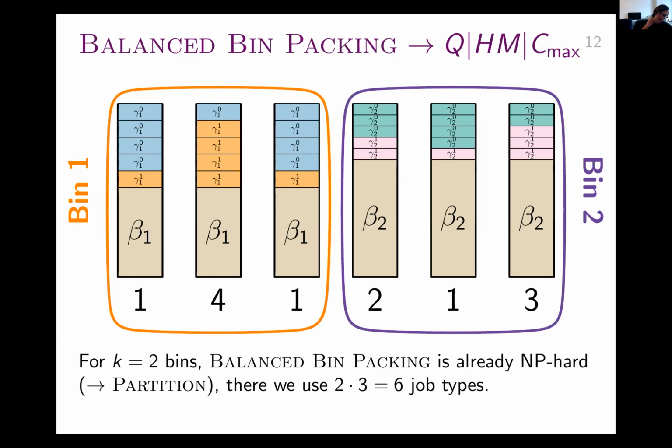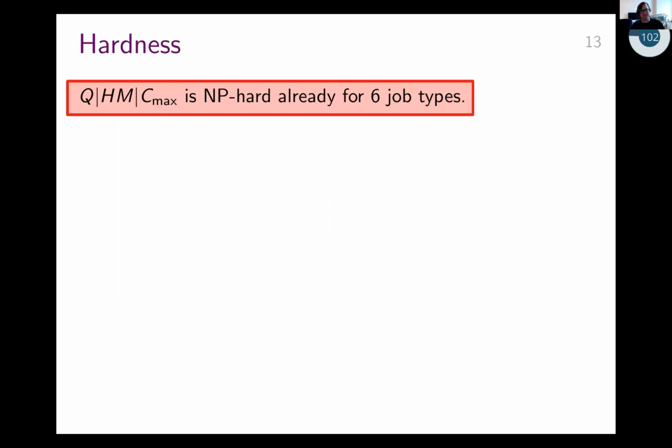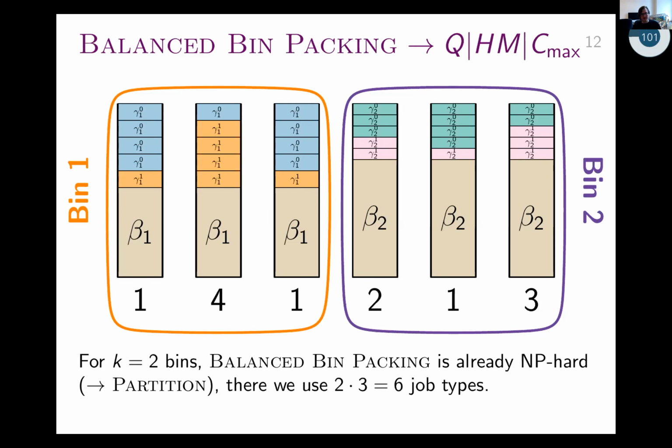And so to get the NP hardness result, if you have k equals 2 bins, that's partition. That's already NP hard. And because for each j, we have 3 types: the beta, gamma 1, gamma 0, we have 6 job types in total. So that's the result. So I will show here already the generalization to W1 hardness.